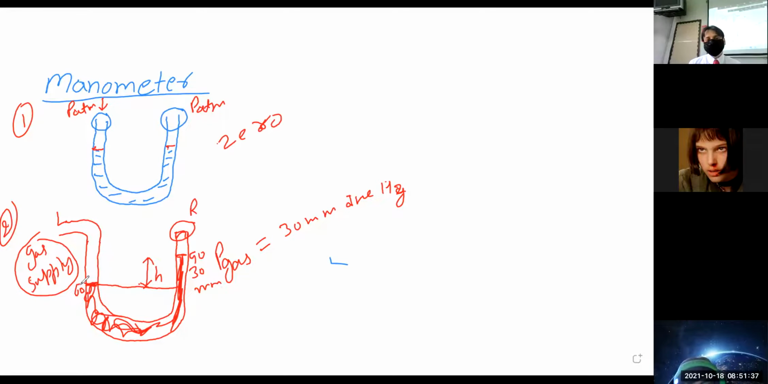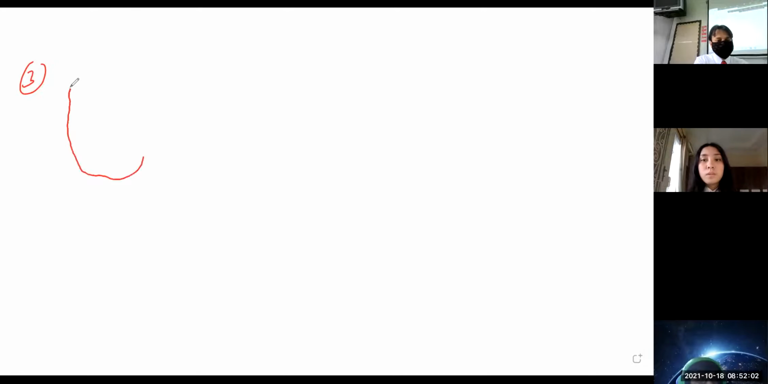Third case maybe. What is the third case? The third possibility is again a U-tube. Let me make the screen clear. Case number third. Again, we have a manometer, a U-tube, and again, the left-hand side is connected with some gas supply. Please remember, this is the gas supply.